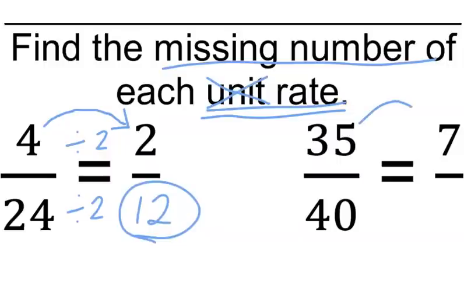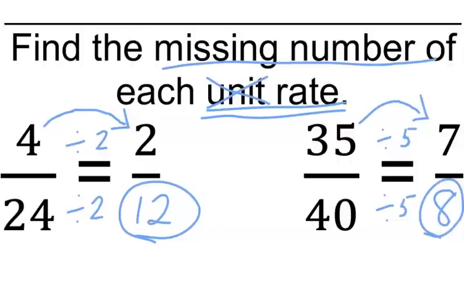What does it take to get from 35 down to 7? Well, 7 times what number will give you 35? 7 times 7 is 49. 7 times 5, right? So it's going to be 5. So we're actually doing 35 divided by 5 will give us 7. So we're going to have to do 40 divided by 5. And if we do 40 divided by 5, that gives us 8. So that's our answer for that one.